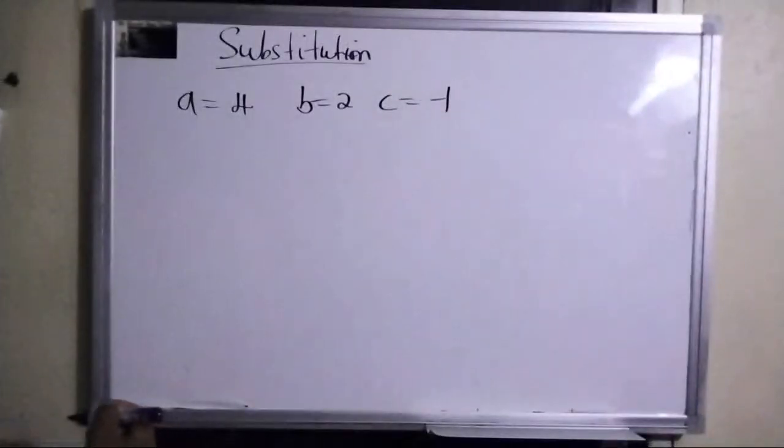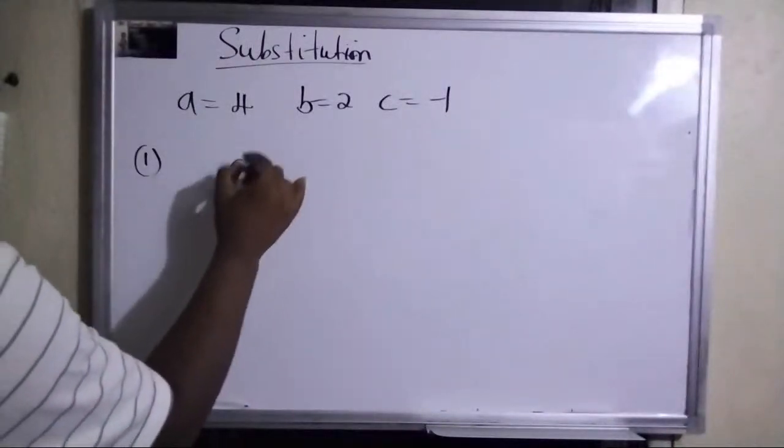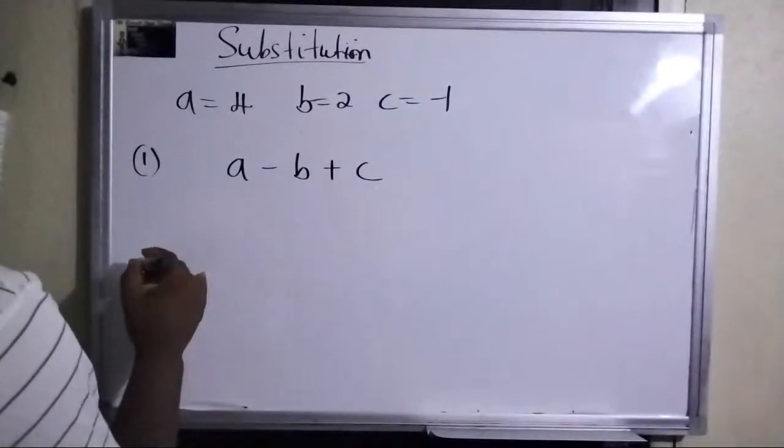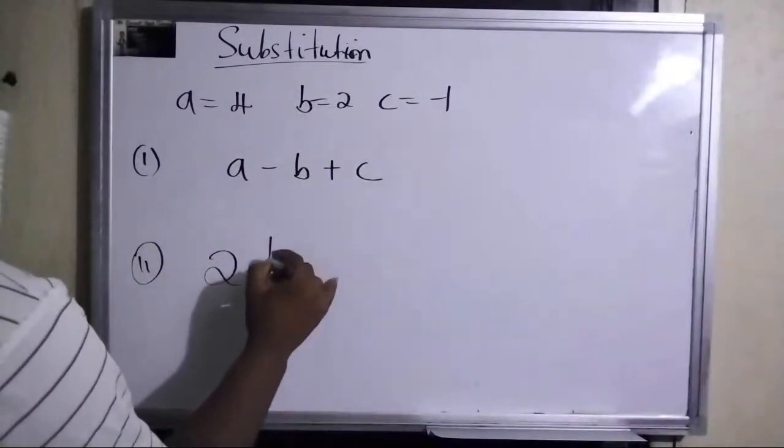Alright? Alright, so find the value for this. 1, it says A minus B plus C. And 2 says 2A raised to the B.